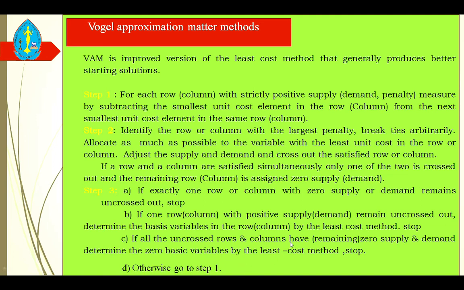If one row with positive supply remains uncrossed out, determine the basic variables in the row by the least cost method. Stop. If all the uncrossed out rows and columns have zero supply or demand, determine the zero basic variables by the least cost method. Stop. Otherwise, go to step 1.